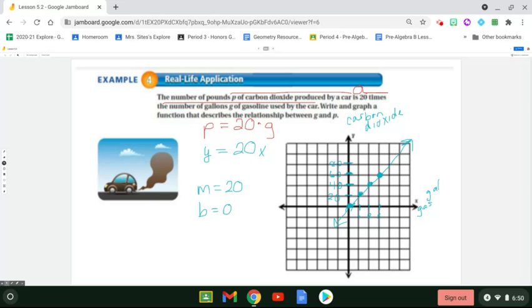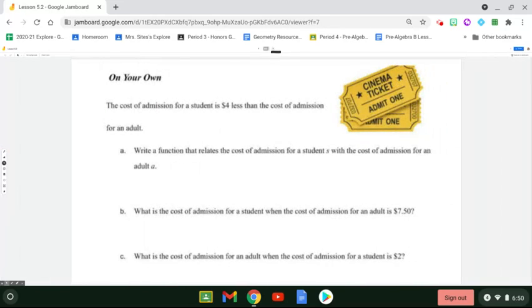All right, the last one for today's lesson is the last on your own question. So the cost of admission for a student is 4 less than the cost of admission for adults. The first thing that you have to do is to write a function that relates the cost of admission for a student S with the cost of admission for an adult A. Okay, so the variables in the problem are S and A for right now. You can switch them to X and Y if you want to for now, but you can also switch them back for your final answer.